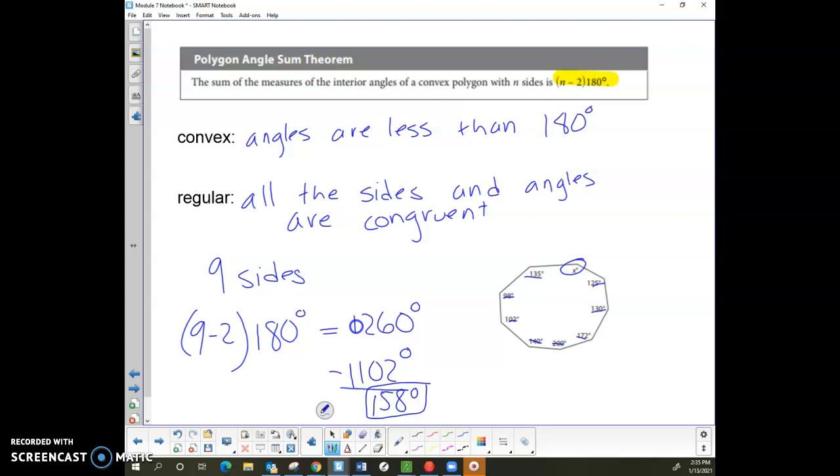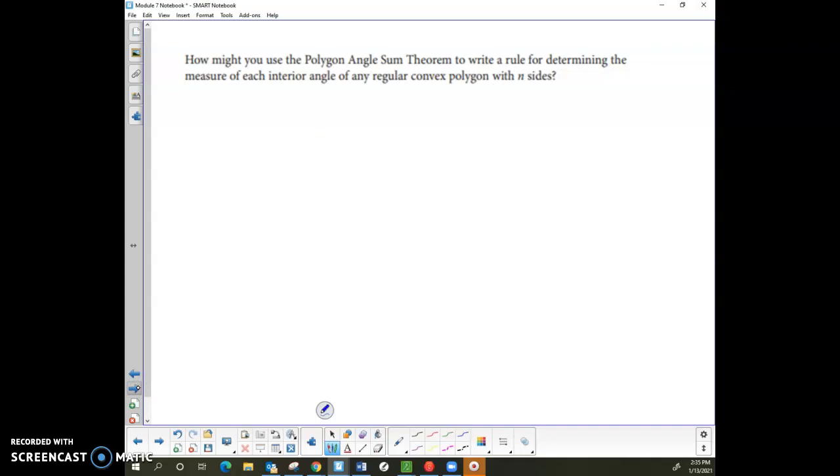Really, just this formula. Do some practice with it. Oh, before we get that. Okay, so this is where this regular convex comes into play. If we have a regular convex, that means all the sides, all the angles are the same.